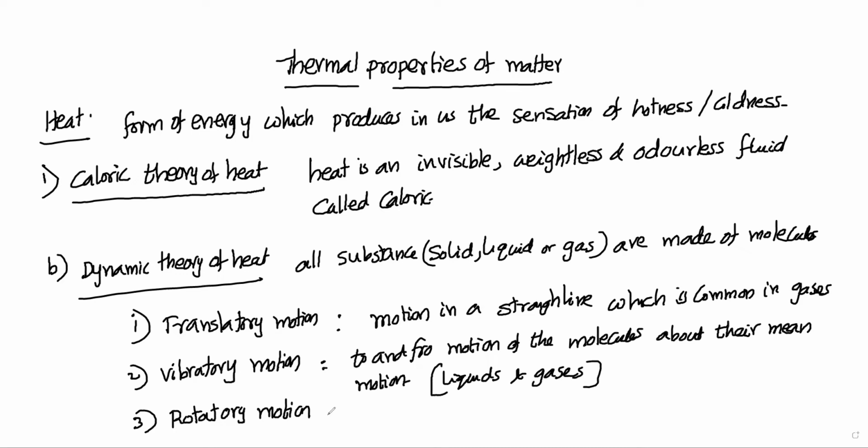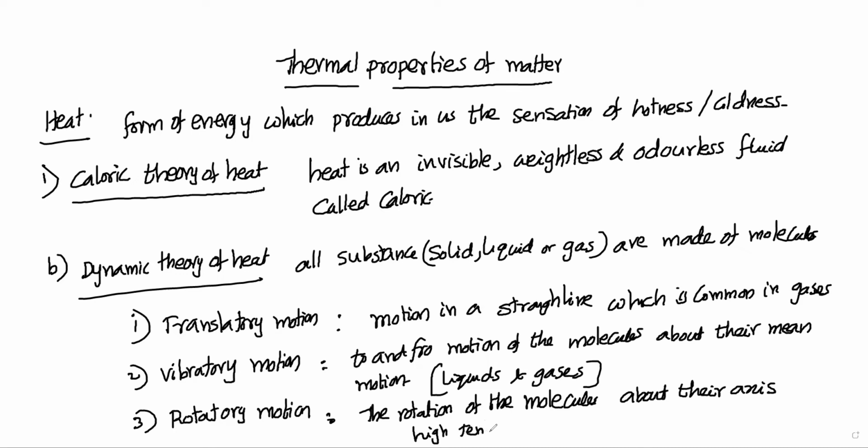Next, rotatory motion. That is the rotation of the molecules about their axis. This is called rotatory motion, which usually happens at high temperatures. Rotatory motion is possible at high temperatures.